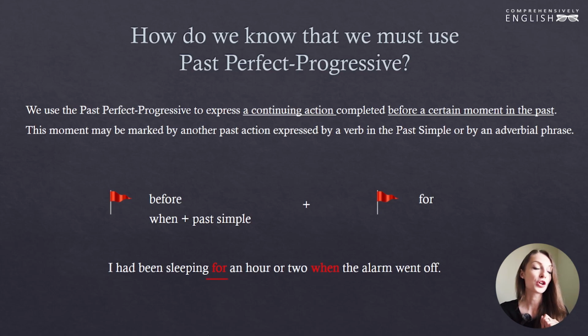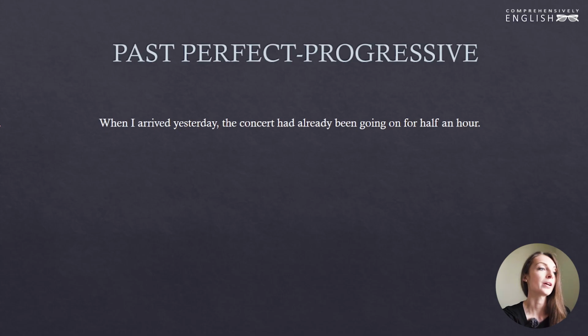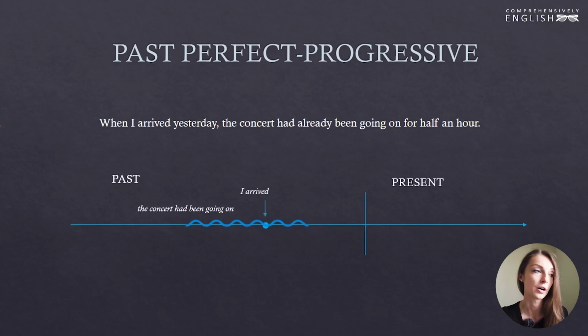For shows us that something was going on for a while. It shows duration. And when plus past simple shows us that this action happened before another action in the past. Let's make it visual. When I arrived yesterday, the concert had already been going on for half an hour.